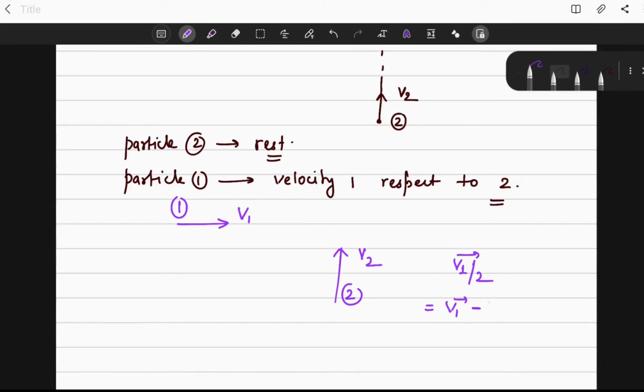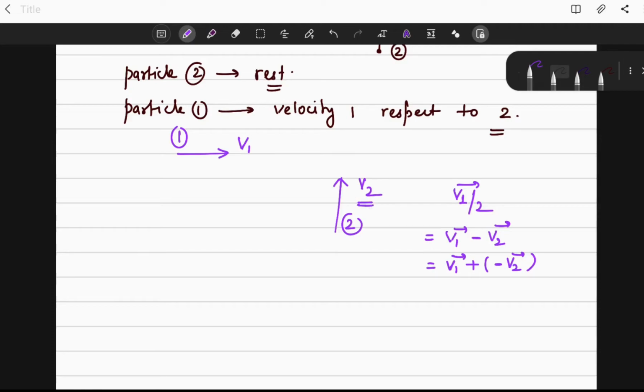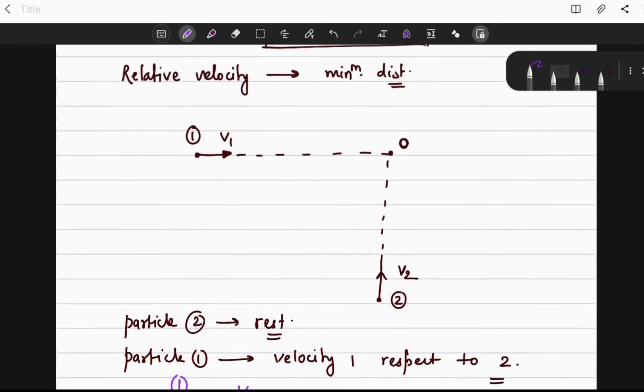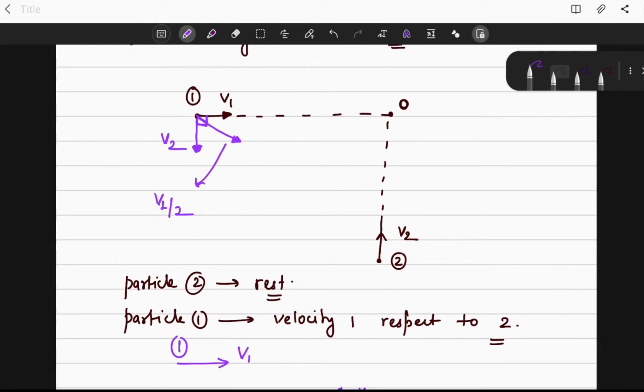Velocity of 1 minus velocity of 2. Basically this is velocity of 1 plus the negative of velocity of 2, so we will add the opposite of v2 to v1. Let us do that. This is the opposite of velocity of 2, and the resultant of these two velocities is the velocity of 1 with respect to 2. As both vectors are perpendicular to each other, velocity of 1 with respect to 2 is the square root of v1 square plus v2 square.